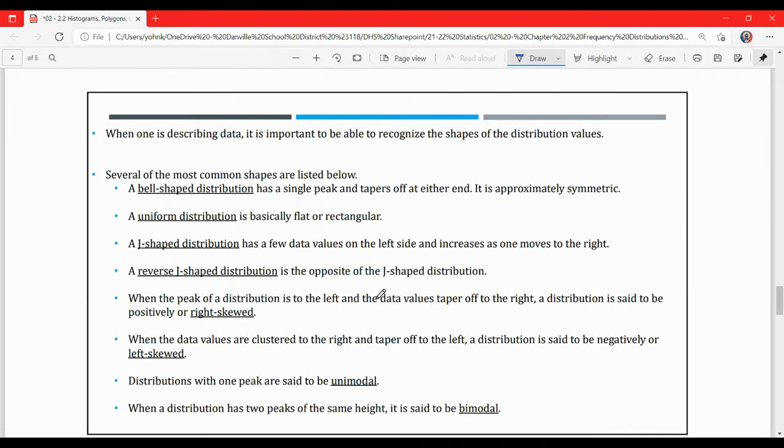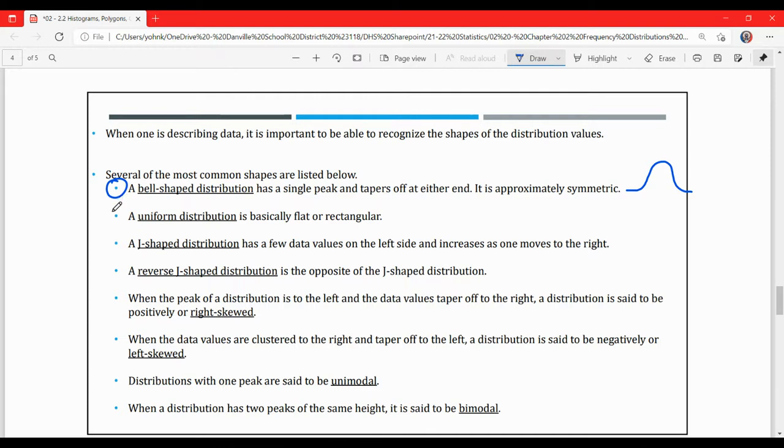Now, when you're describing the data, it's important to be able to recognize the different shapes of the distribution values. So here's some of the more common shapes for distributions. The first one is pretty popular. It's called a bell-shaped distribution. It has a single peak and it tapers off at either end. It's also approximately symmetric. So it kind of looks like this. Tapers off at the ends, and it's relatively a reflection of itself.